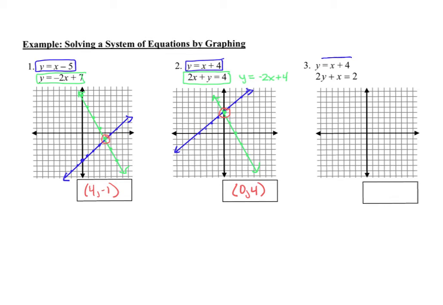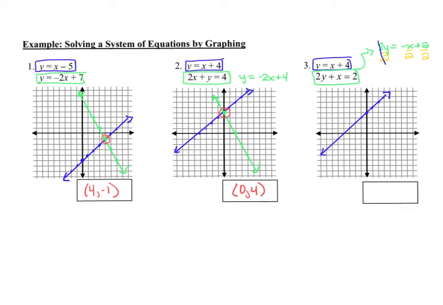In number 3, your first equation is the same as it was in the last problem. So you have a y-intercept of 4 and a slope of 1. For the second equation, it's not in slope-intercept form, so you're going to have to do some rearranging. What should you do first? You want to get the y term by itself, so you're going to subtract the x from each side. So 2y is equal to -x plus 2. Then you're going to divide everything by 2 to get the y by itself.